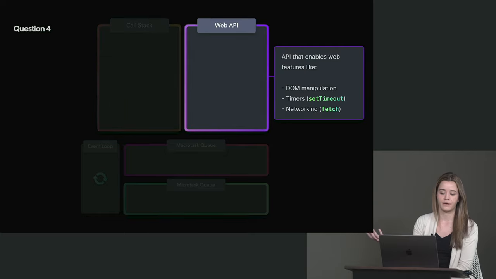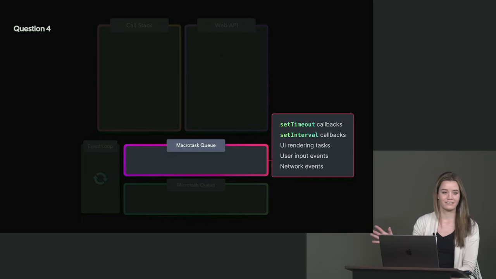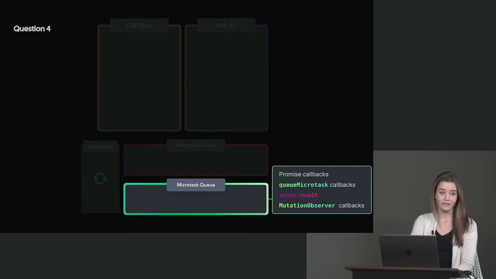And we've got Web API, which is a set of features that extend JavaScript's built-in functionality so we can use the web, including DOM manipulation, but also timers, set timeout, and fetch. Then we have the macro task queue, or just a task queue, which contains all the set timeout callbacks, the set interval callbacks, any UI rendering tasks, user input events, and also network events. Then we have a micro task queue, which contains promise callbacks, queue microtask callbacks, any async awaits, and mutation observer callbacks.